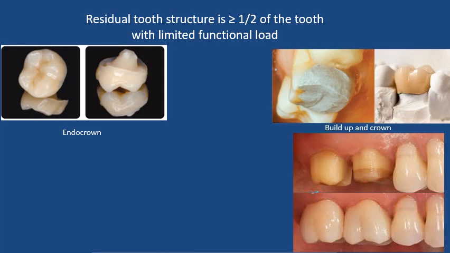As we said, if we have a case where the residual tooth structure is greater than half of the tooth with limited functional load, the restoration of choice is either an endocrown, when we have an advantage from the pulp chamber, as an overlay that uses the pulp chamber to provide the required retention. Or we can restore the tooth with an amalgam build-up followed by a crown, or a composite build-up followed by a crown.